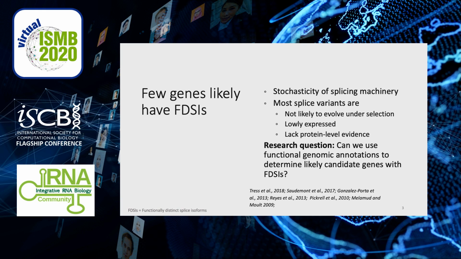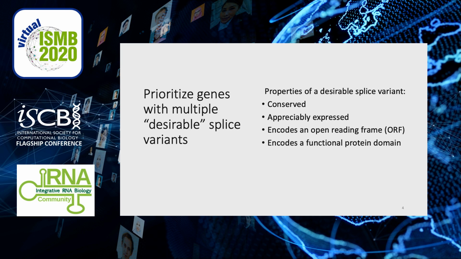So we were wondering, whether it's 5% or 40% of the genome, what are the genes with functionally distinct splice isoforms? The idea behind our approach is to prioritize genes with multiple desirable splice variants, such that we're finding the most likely candidate genes with FDSIs, the low-hanging fruit, so to speak.